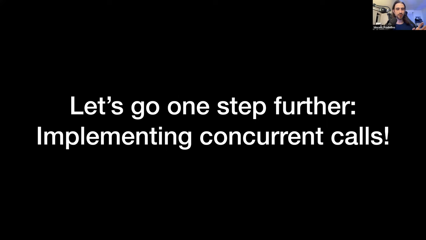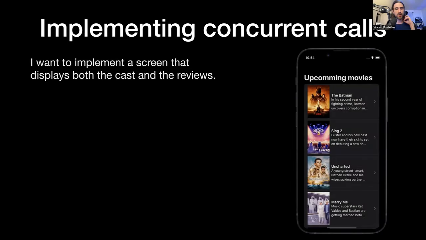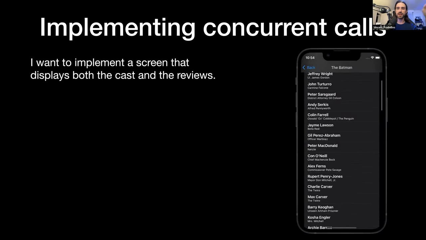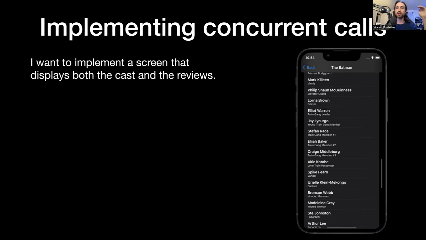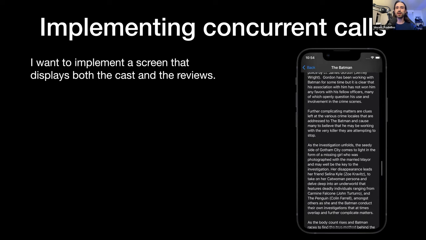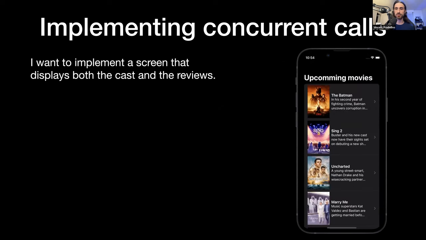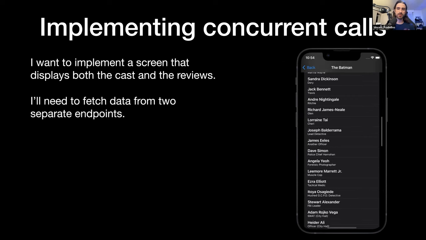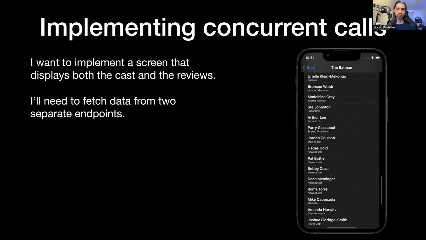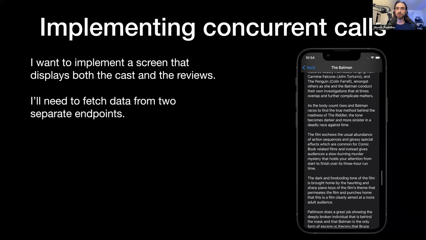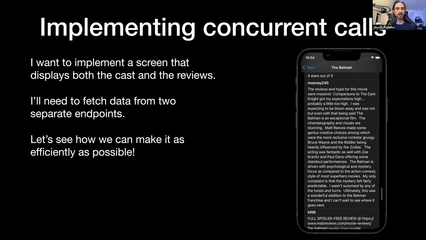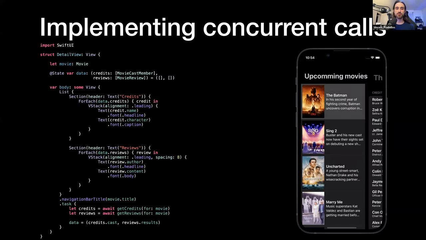But I still want to show you a few things. I want to show you also how we can go one step further and implement concurrent calls, because you're also going to see that there is a very nice declarative low-boilerplate API for this. So this time I want to implement a detail screen. In this detail screen, I want to display first the casting, so the credits of the movie, and then the critics, so the reviews, what people made of the movie. Did they like it? Did they hate it? Basically a review. Since I want to display two different pieces of information, I'm going to make two separate network calls, because I need to get my data from two separate endpoints. And let's see how we can make this as efficiently as possible.